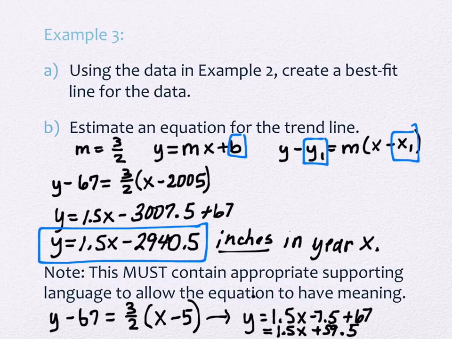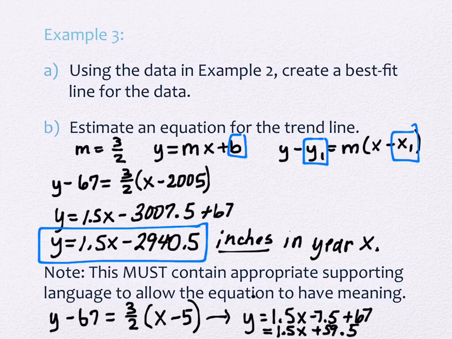This is still inches, but x is not the year anymore. What is x? It's the years after 2000. Say that really loud. It's the number of years that we are after the year 2000.